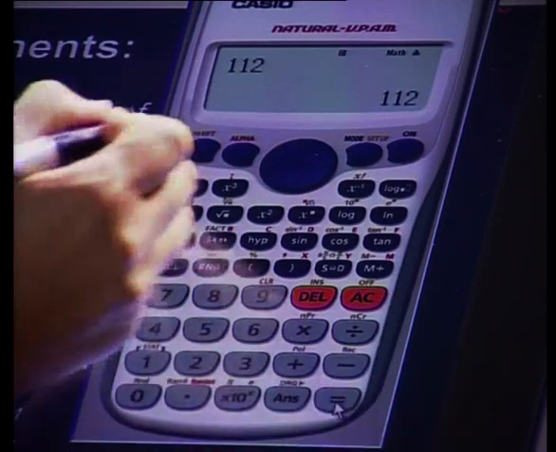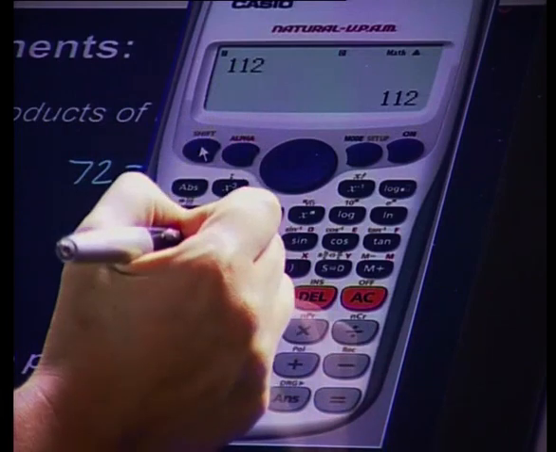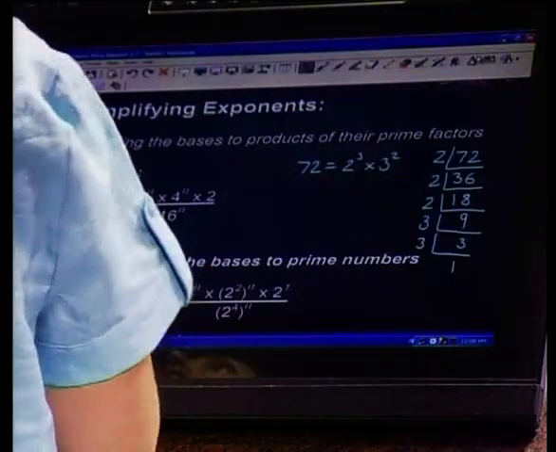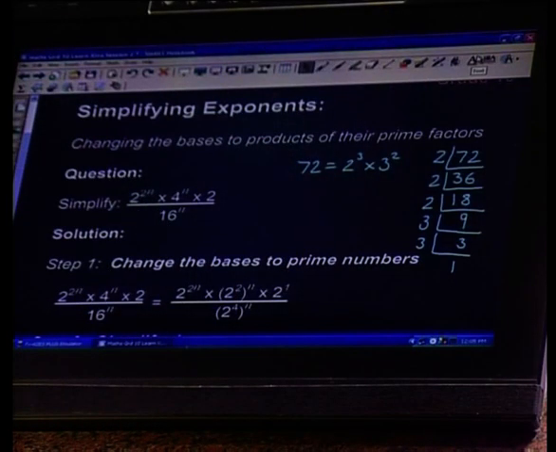112 is equal to, shift fact, 2 to the power of 4 times 7, all products of prime factors. The reason we find products of prime factors is so that we can use the prime factors when working with exponents. It's much easier to have all of our bases the same and then work with the exponents than to do the opposite, try and work with these huge numbers. It just doesn't work. Make your life easier, find the products of their prime factors.